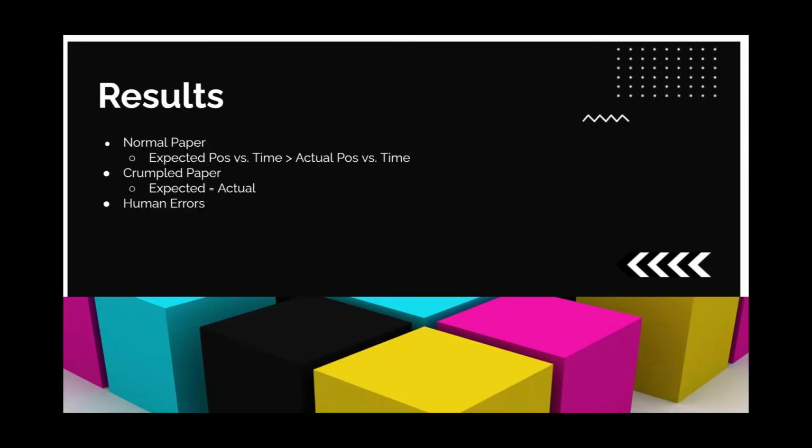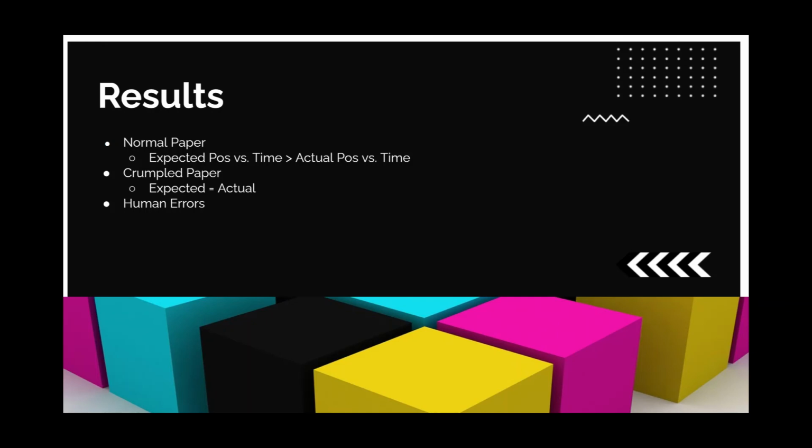For my results, I found that for the normal sheet of paper, the velocity or position versus time that was expected was much greater than the actual position versus time. And this is due to my error and due to the fact that I only accounted for the paper in the y direction. In reality, the paper turned in circles and swayed back and forth in the x direction, which would take a lot longer than if the paper just went straight down, which is what the expected position versus time graph was actually looking for.